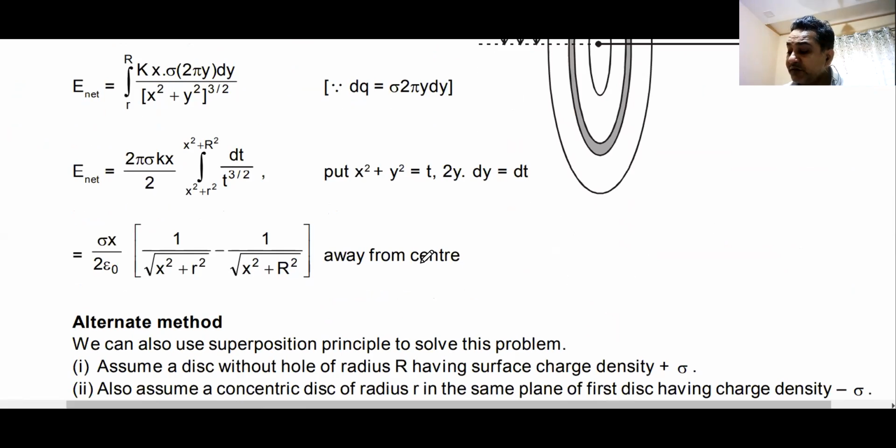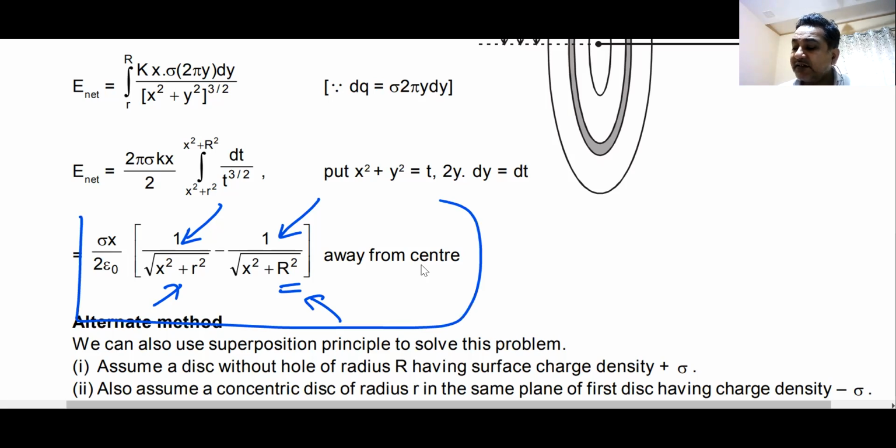If you see, this is the answer you will get. This is the disk without the hole, 1 minus x over the square root of x square plus r square. This is the disk with the hole. The actual formula was 1 minus x divided by the square root of x square plus r square. So this is the first, without the hole. This is the second part, the hole. We subtracted both, and this is the answer that at the end you will get. This x comes out. Do you understand how we have done this?